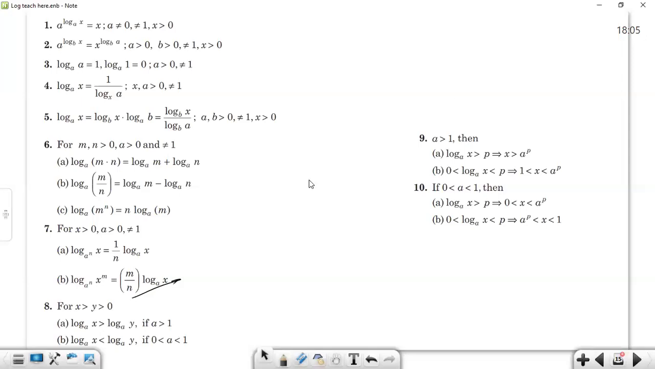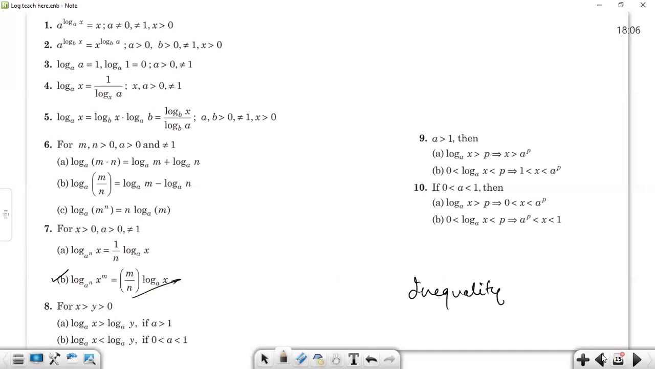Okay, so continuing our previous class, we were discussing its properties. We were done discussing properties 1 to 7. Now let's discuss the 8th, 9th, and 10th properties. These are all based on inequality, and it's dependent somewhat on the relation of its base and the x here and also the result.